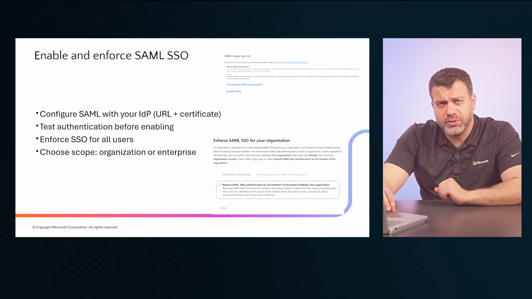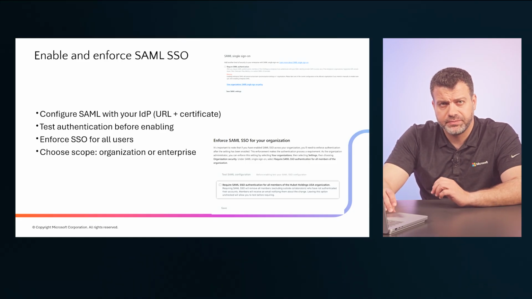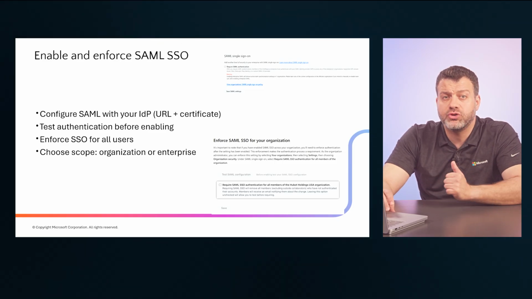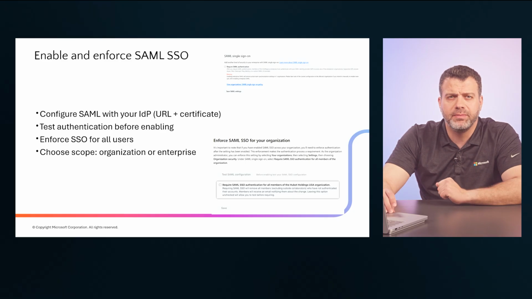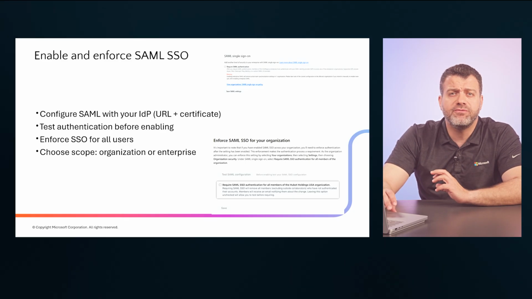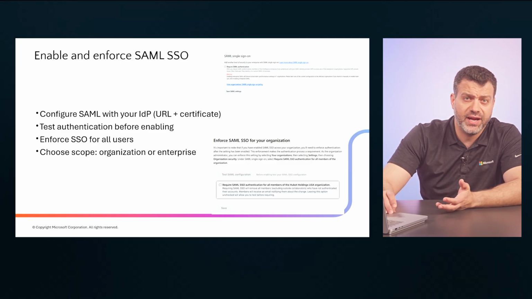Let's walk through how to enable SAML SSO in GitHub. At a high level, the process is simple. You connect GitHub to your identity provider. This means you provide your SSO URL and the public certificate. Second, you test the connection. So before enforcing anything, you should always test the setup to ensure that users can successfully get in.